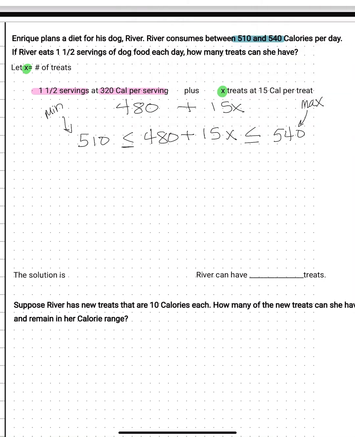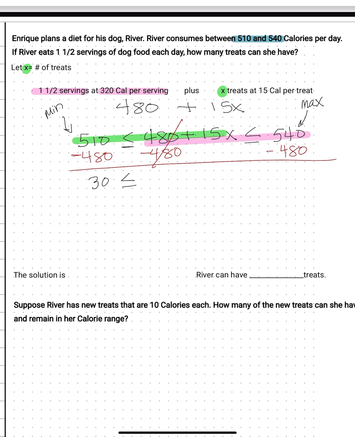Let me switch to this color. Okay, so I want to get the X variable by itself. So I'm going to subtract 480 from here, which means I have to subtract it from this side also. And remember, when we look at the inequality, we have this inequality here, but we also have this inequality here. So we're going to solve it all in one full step. So that's going to cancel this part out here. 510 minus 480 is 30. And I'm going to bring down the less than or equal to symbol.